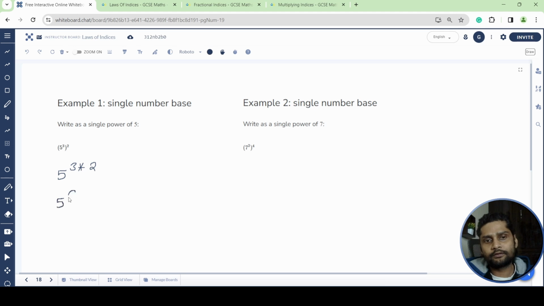These questions are again simple. We have to just multiply their exponents as they are back-to-back exponents. We get 5 raised to the power of 6 here. Here we have 2 and 4. So based on the rule, we have to simply multiply them.